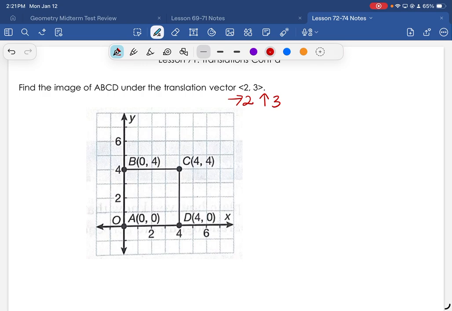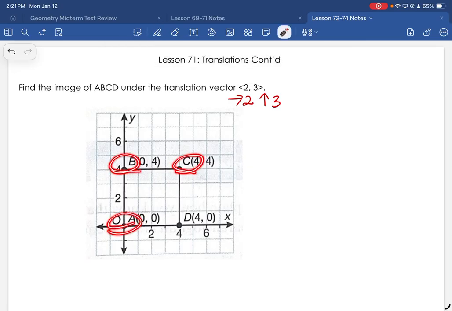Okay, so I want you to do the same exact thing. Take each of these points, A, B, C, and D. Move them to the right 2 and up 3. And then label them A prime, B prime, C prime, D prime. And connect your points to make the square that's been translated 2 units to the right, 3 units up.